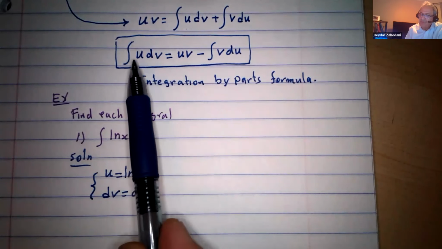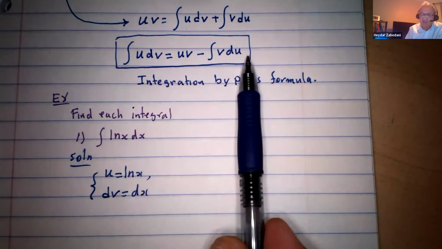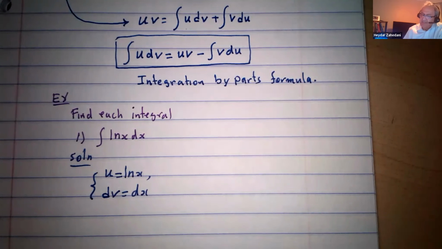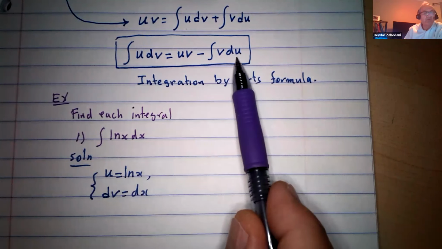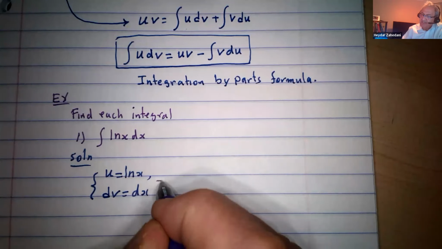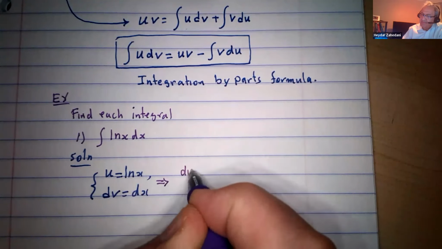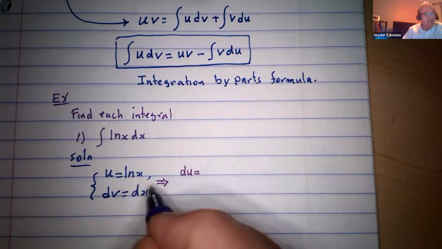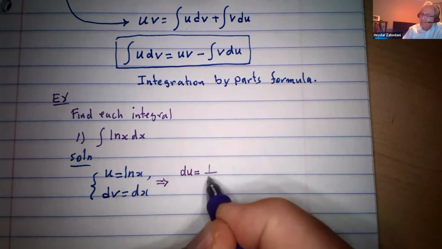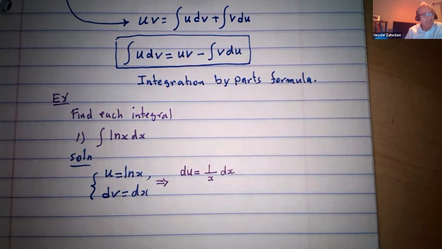Because you start with the formula, you see u dv. Then you want to write the second part. So what you're going to do is, the one that you call u, you have to find the differential of the u to get the du. The one that you call dv, you integrate it to get the v. So the next step is, from the u, you find the du. You differentiate ln x: it's 1 over x multiplied by dx. That's going to be your du.